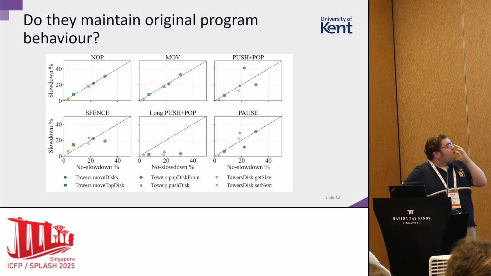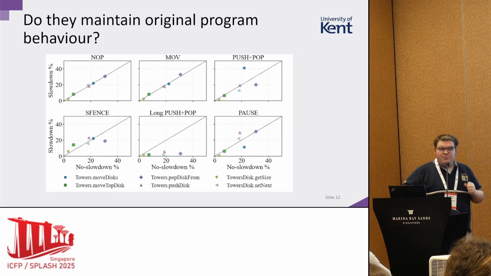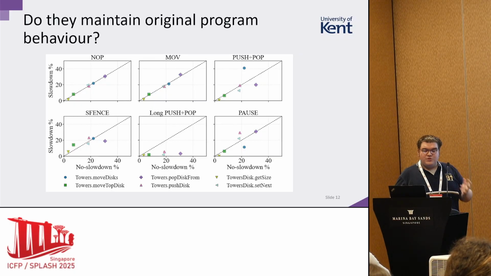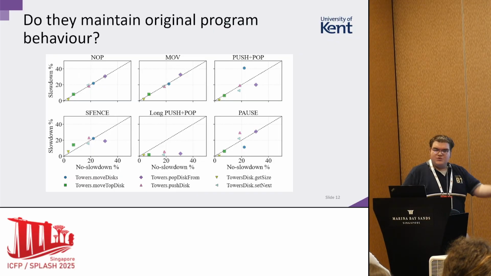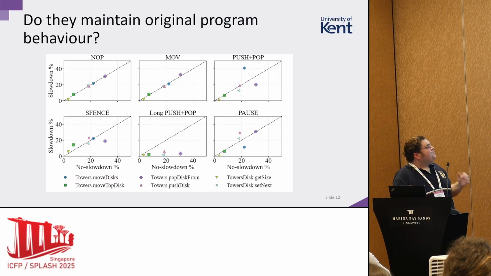Do they maintain the original program behavior? So we pointed a sampling-based profiler, async specifically, at the program before slowdown and after slowdown, and we looked at the percentage of runtime each method had. So even though the program is running 100% slower, you would still expect each method to be the same percentage of runtime. So therefore, the methods we would expect to be on the x equals y line.